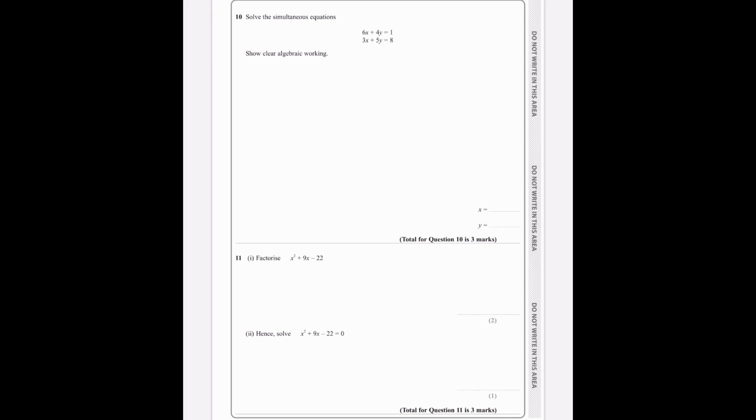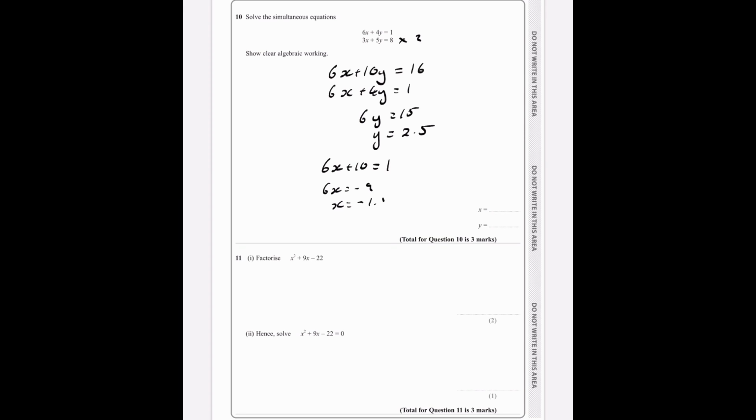Question number 10, we've got a pair of simultaneous equations. It does say show clear algebraic working, so be careful not to make too large steps in your solution. I've taken the second equation and doubled it to match up the number of x's, and then I'm eliminating x from the equations. 6y is 15, y equals 2.5. Take the 2.5 and substitute it back into either of the equations. I've chosen the first one, and solve the equation to get x being minus 1.5. So x is minus 1.5, y is 2.5.